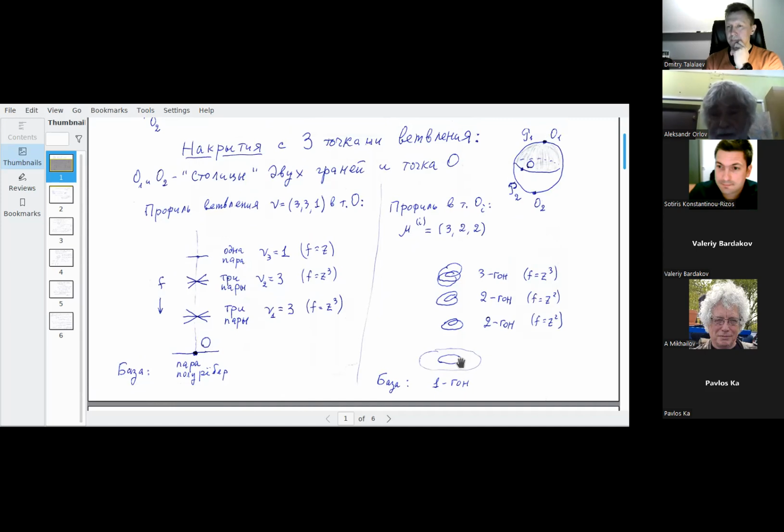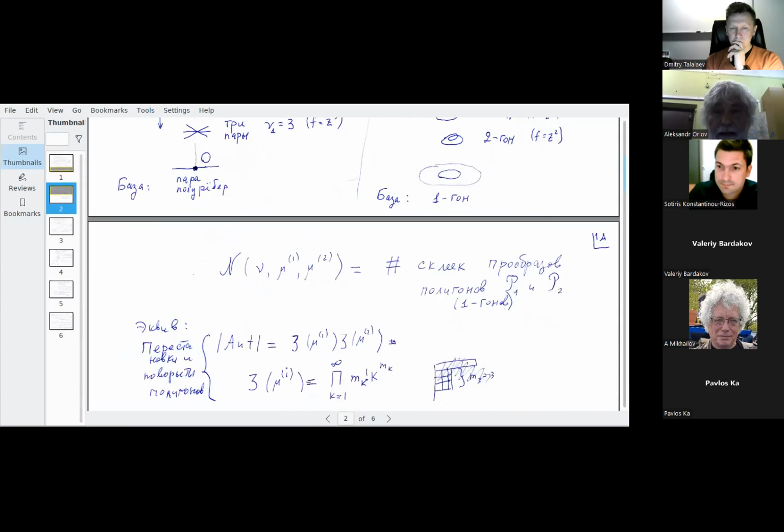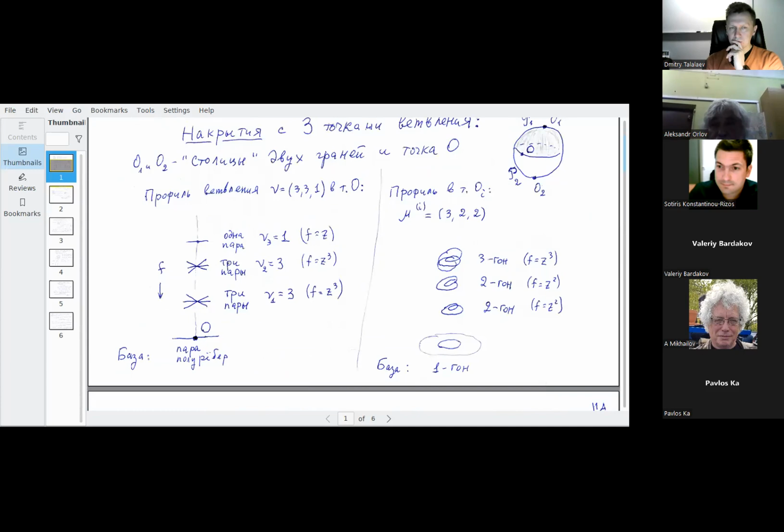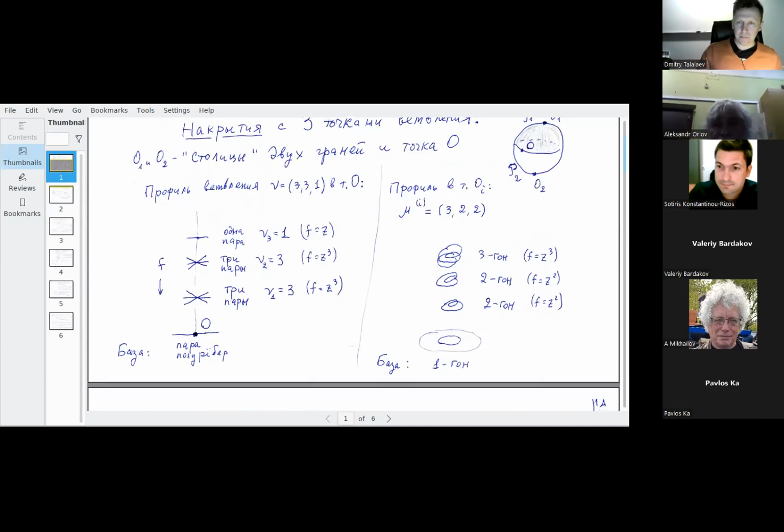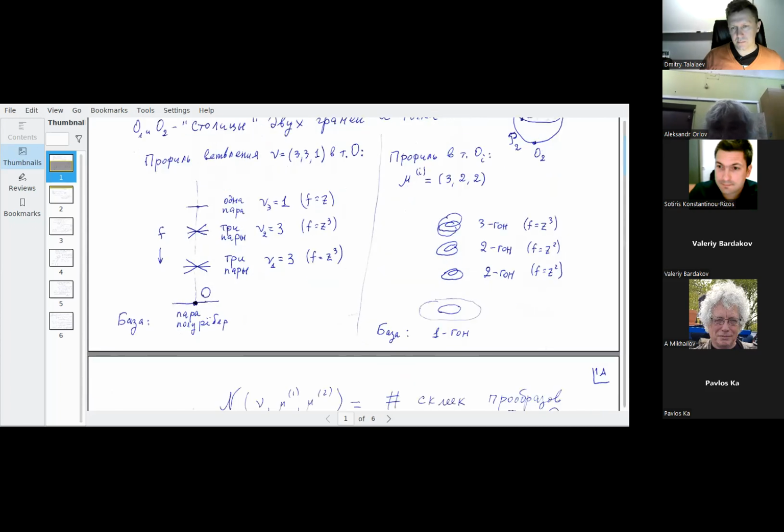So what does it mean? Here we have one gon on the base. This is the base surface, this is the covering surface. So on the base we have one gon with this one edge. And here it will be a 2 gon and a 3 gon. So 3, 2, 2 will be our partition, our ramification profile. Now I will try to very quickly explain this. On the covering surface we have, in this case, two gons, a 3 gon, 4 points, say, or 1, and some other polygons for other points.